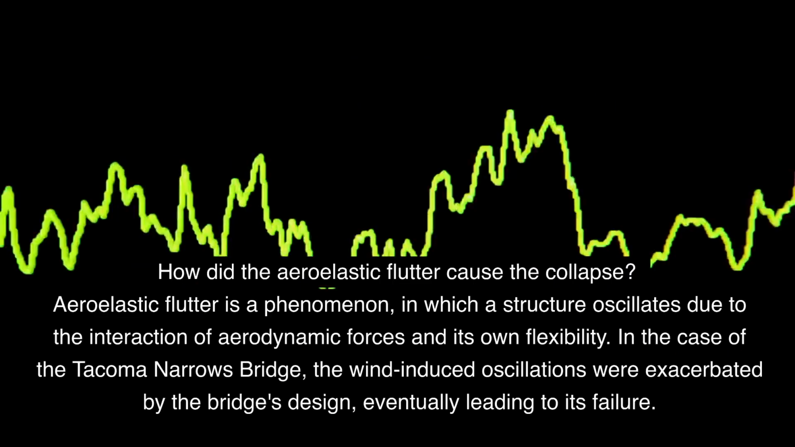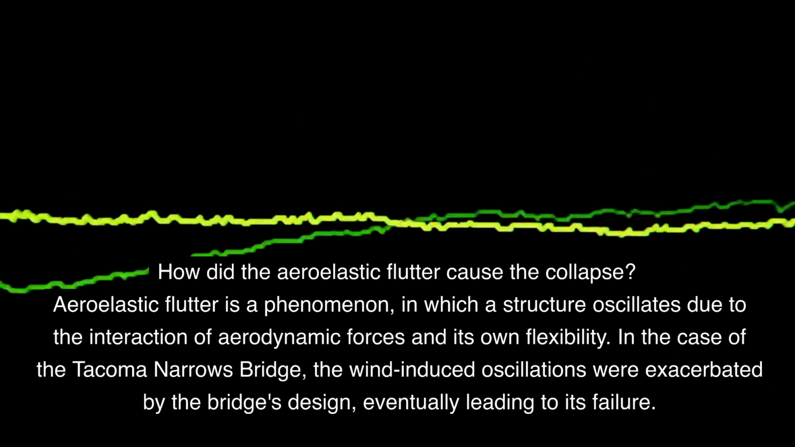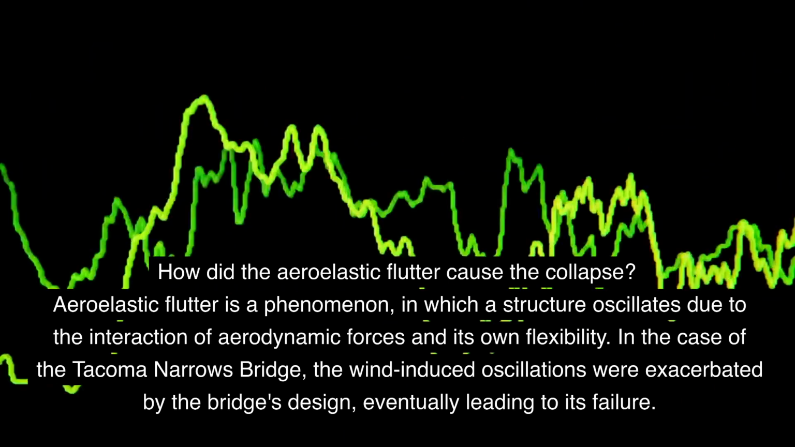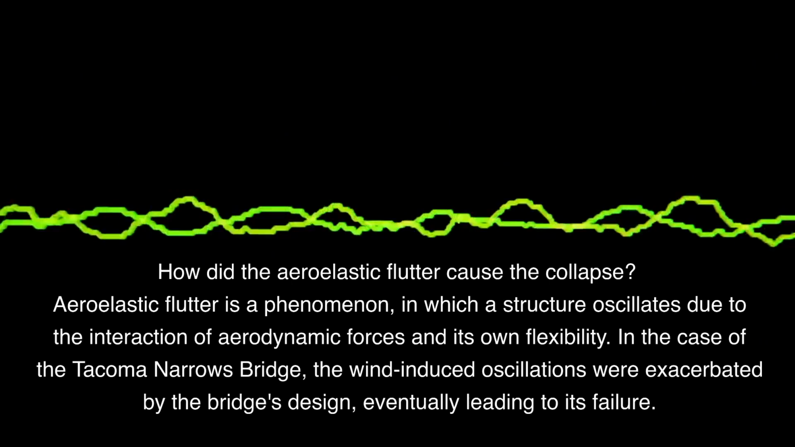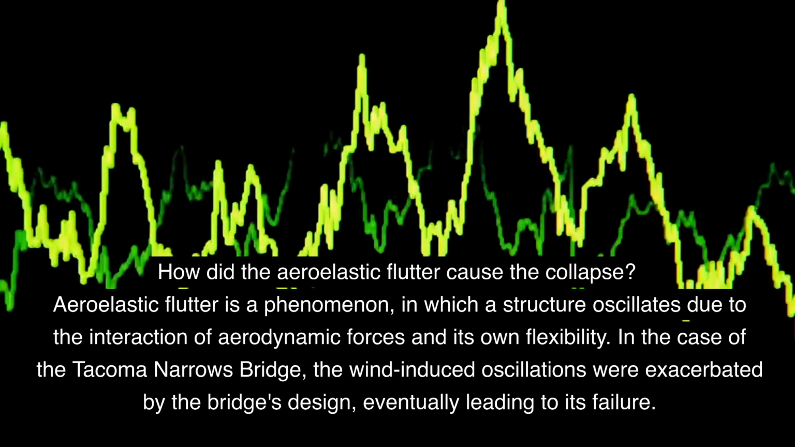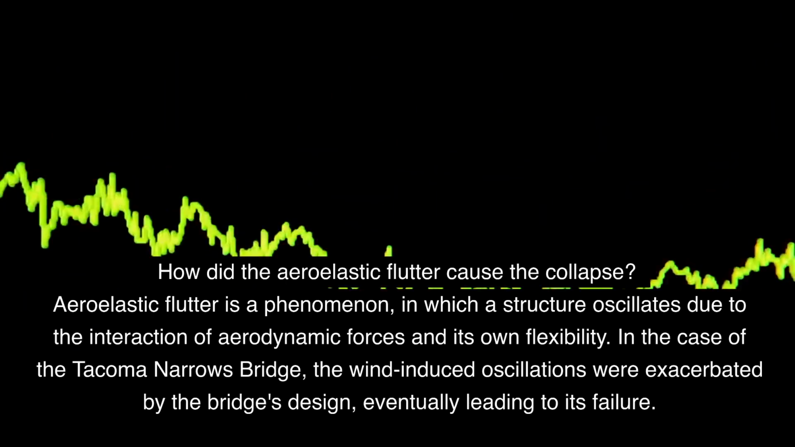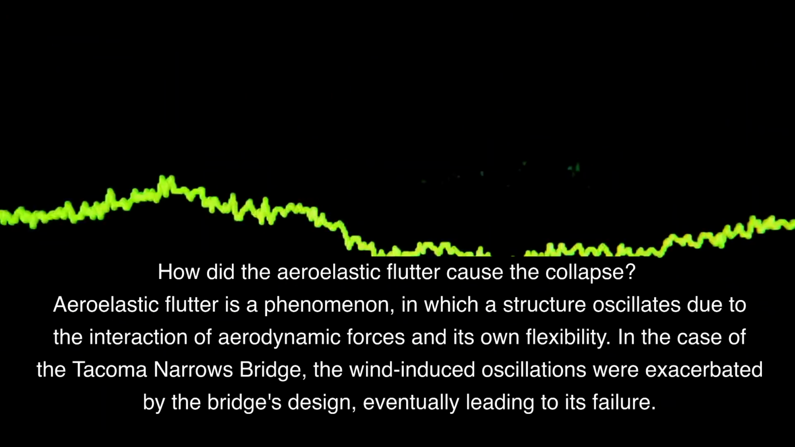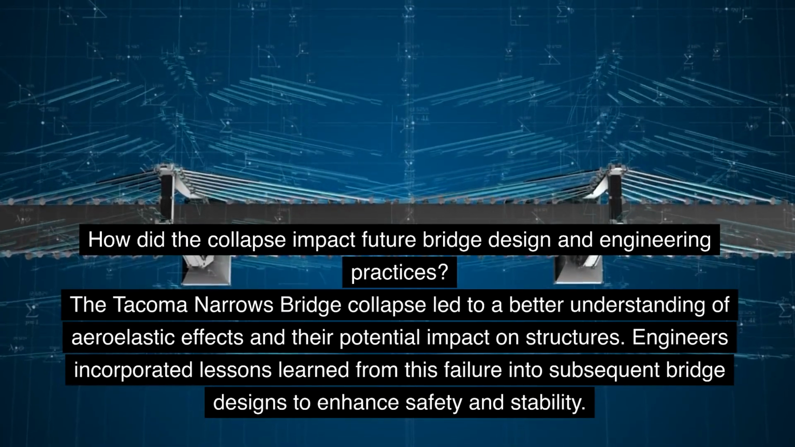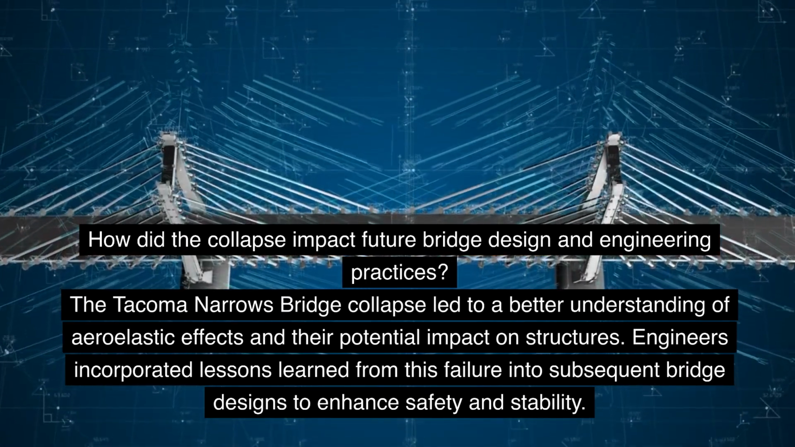How did the aeroelastic flutter cause the collapse? Aeroelastic flutter is a phenomenon in which a structure oscillates due to the interaction of aerodynamic forces and its own flexibility. In the case of the Tacoma Narrows Bridge, the wind-induced oscillations were exacerbated by the bridge's design, eventually leading to its failure. How did the collapse impact future bridge design and engineering practices?